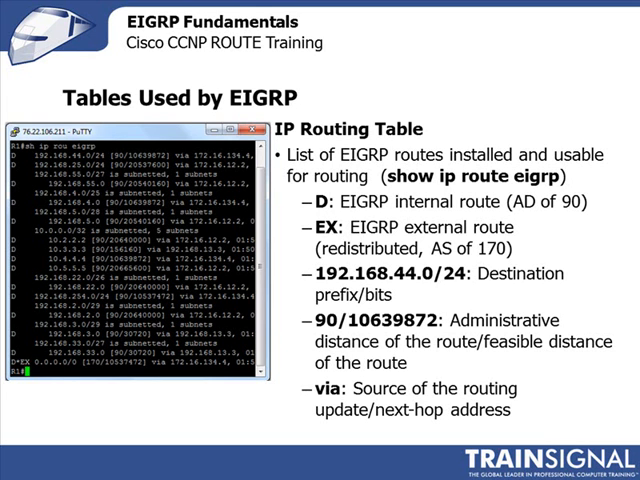The next thing you'll see in the IP routing table is the 90/ and then you can see these large numbers, such as the ones at the top. This is the administrative distance of the route, as we just talked about for D routes. And then the other is the feasible distance of the route, which we'll dive into a little bit more in route calculation a little bit later. But that's something to keep in mind, making sure these things match. And then via just shows the source of the routing update, the next hop address, typically the neighbor router. So that's a snapshot of the IP routing table.